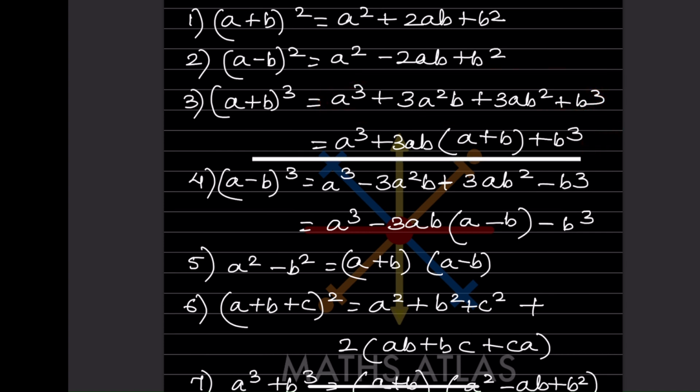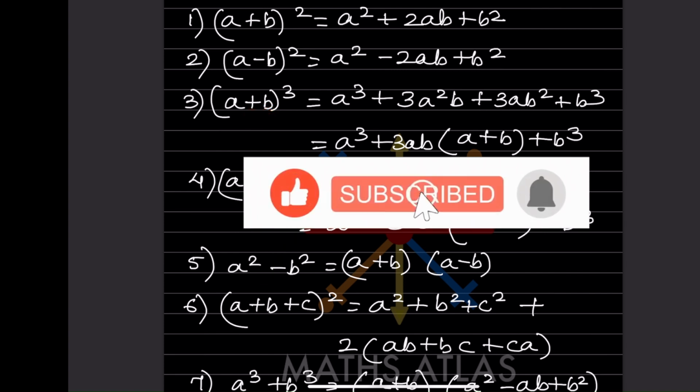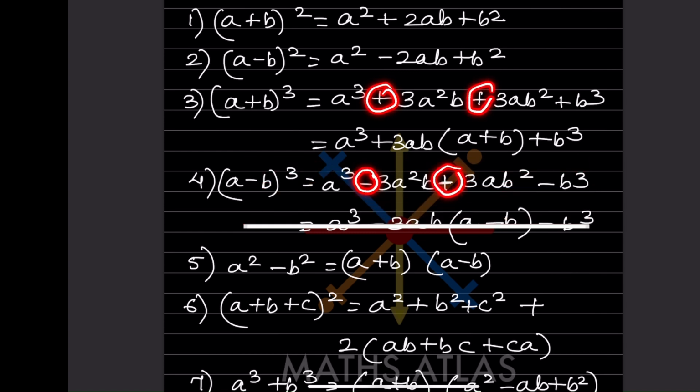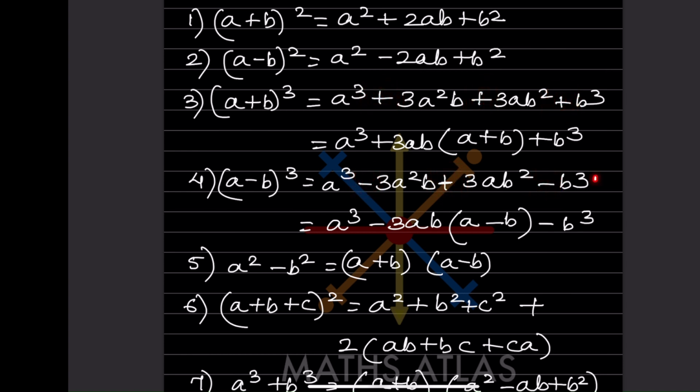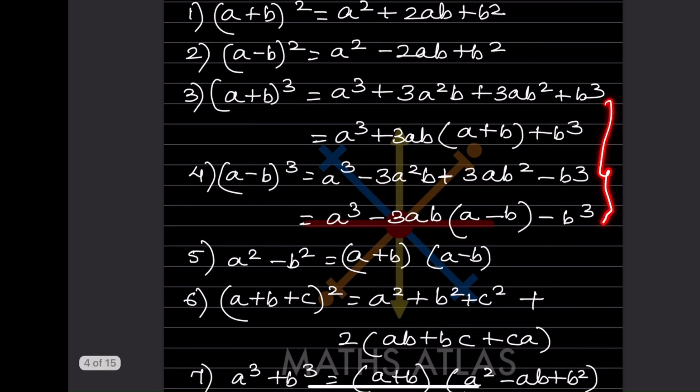Now see, it is the same here. This is (a plus b) cube and this is (a minus b) cube. The only difference is that this is plus and this is minus. This is plus, this is plus, and this is minus. This is what we have to remember. Again this is the expanded form, and you take minus 3ab common, and what remains in the bracket, when you compare, is (a minus b) cube. So both of these, just remember.